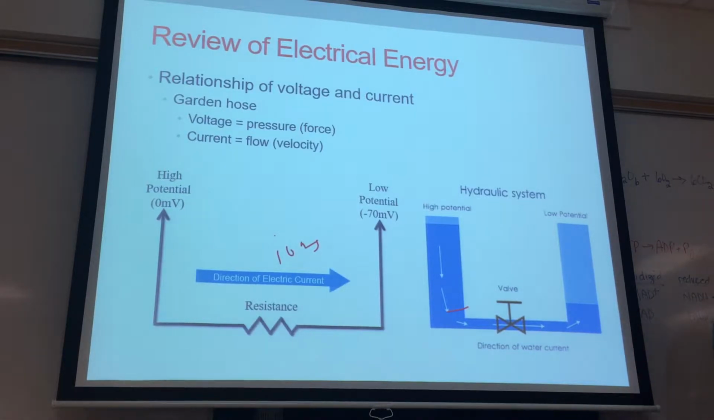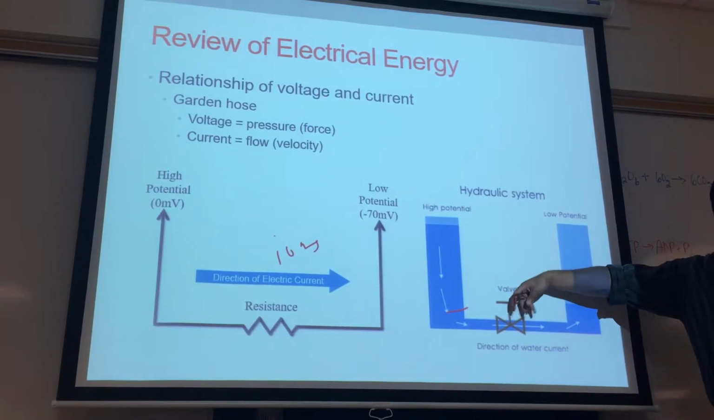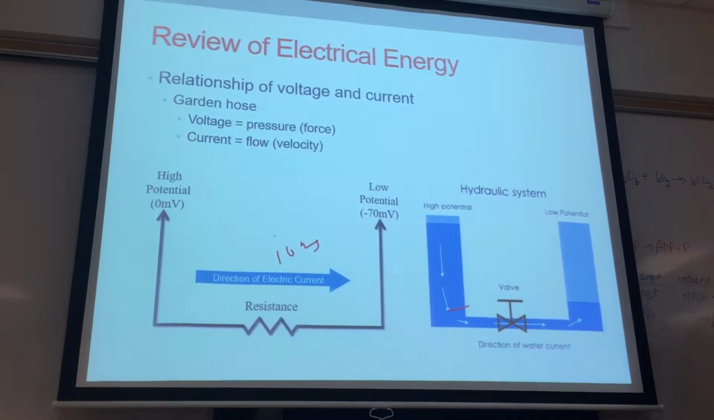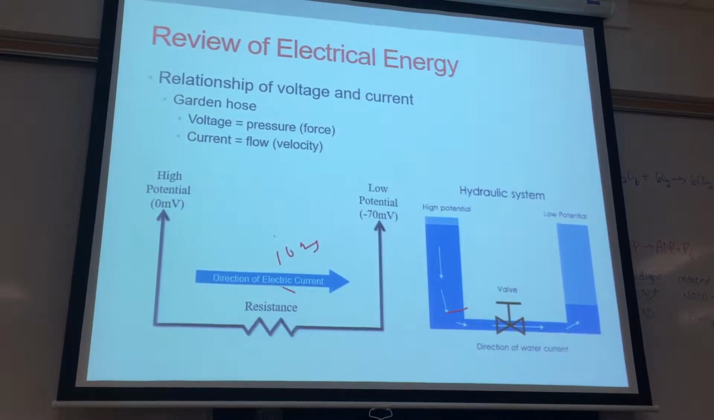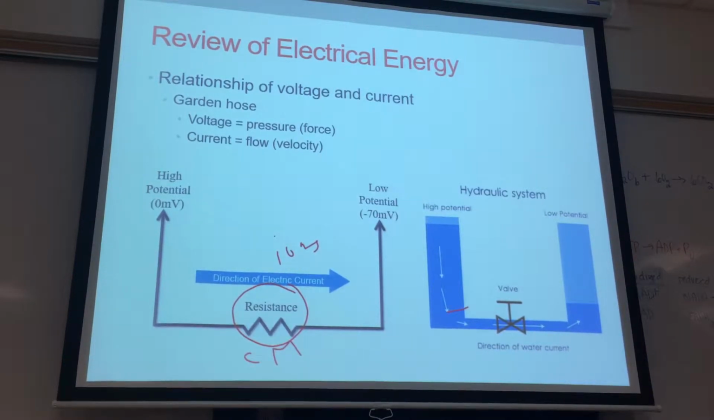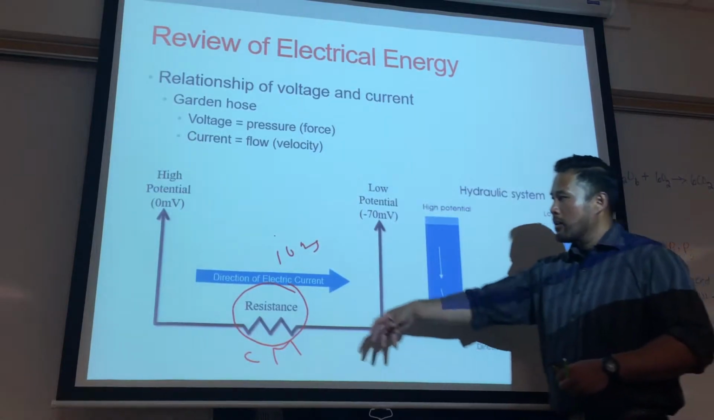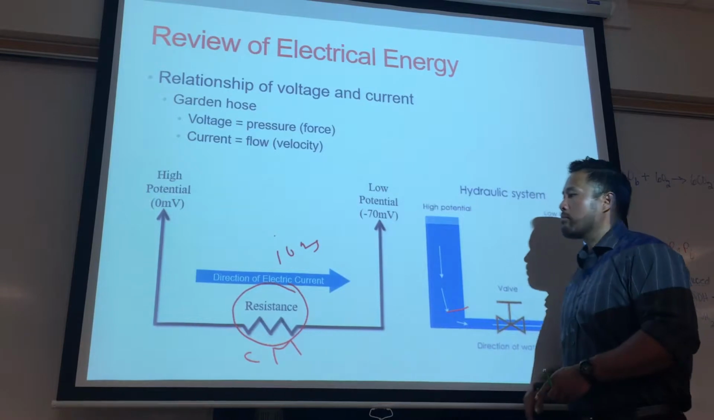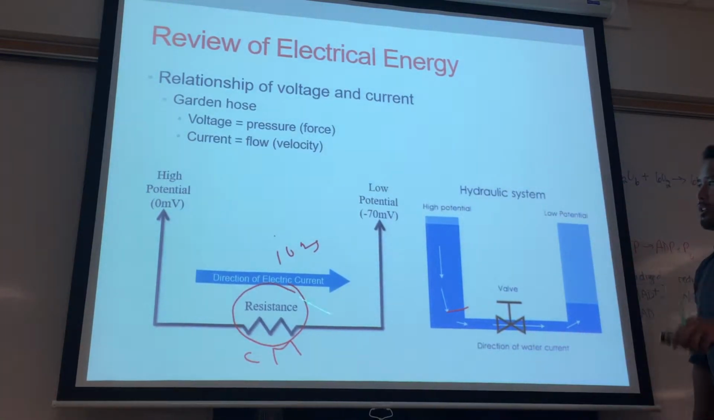And what represents that valve in our hydraulic system is going to be represented by this resistance, which is going to be the cell membrane. That valve is going to govern the ions moving in and out. And as those ions move in, you're going to see that the membrane potential, the potential that we're going to be able to see, is going to change.